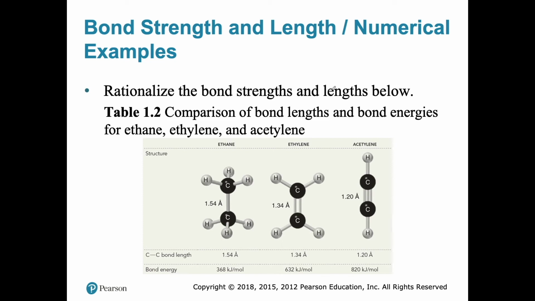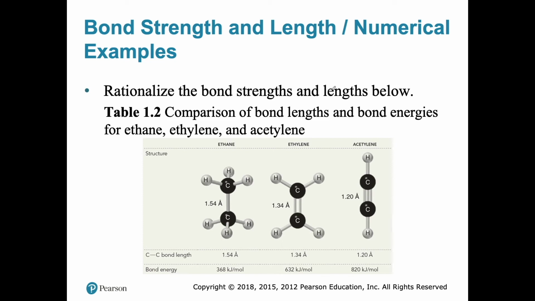And then when you have a triple bond, it's got the shortest. One sigma bond and what? Two pi bonds. And it makes sense. The more bonds you have, the closer it gets to each other, the more strength it has to hold it together. And the bond energy corresponds to that.